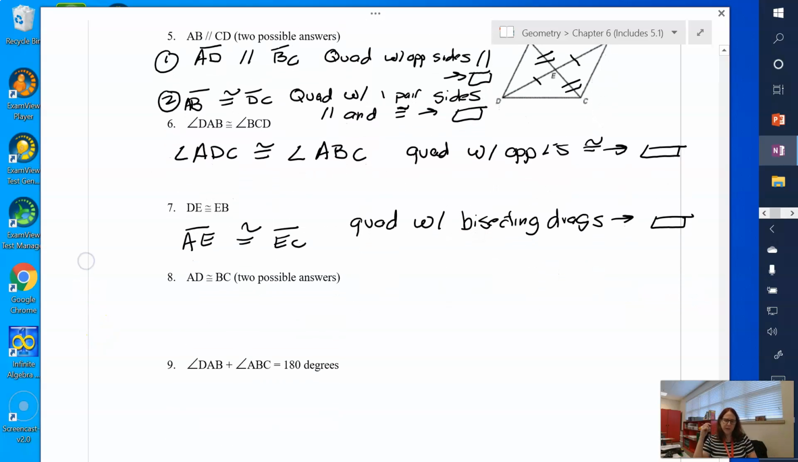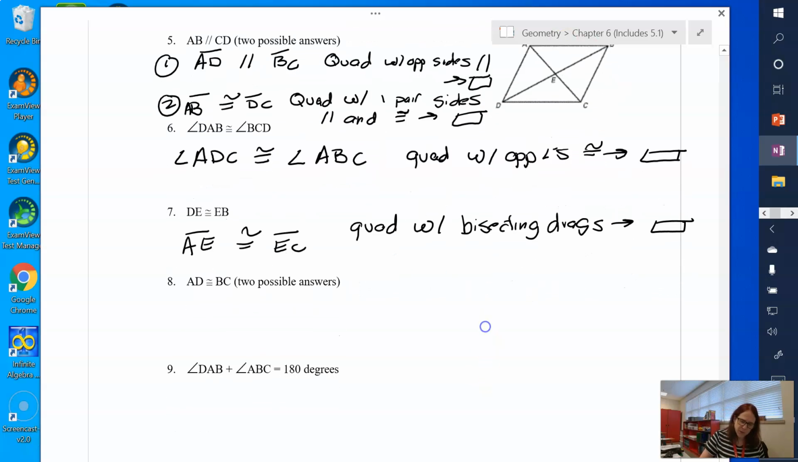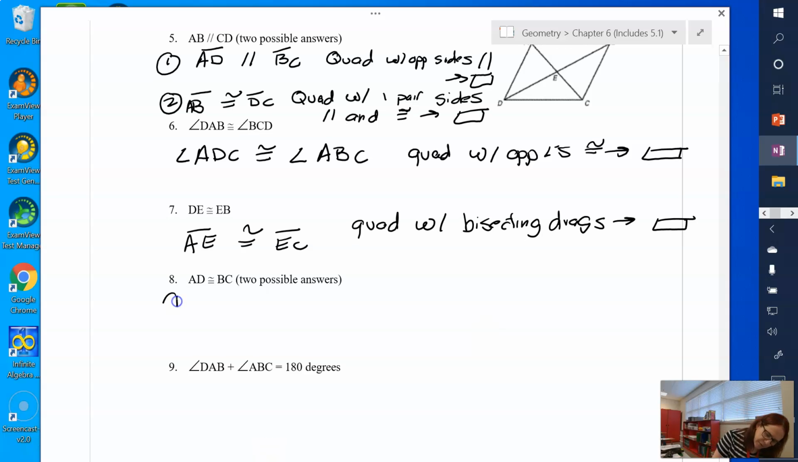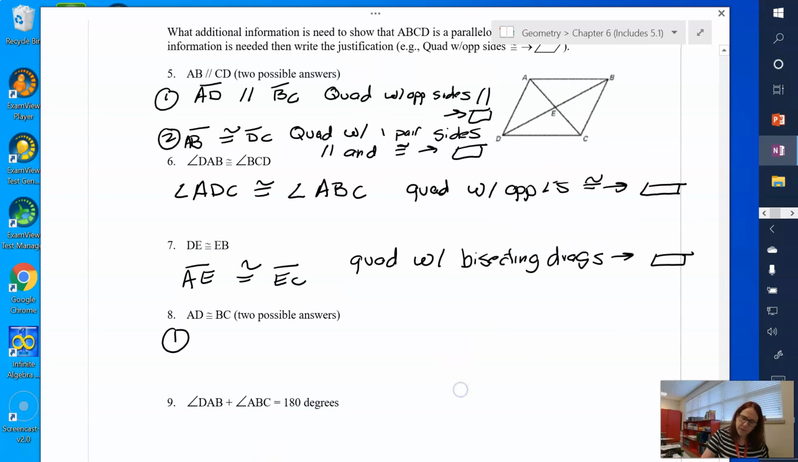All right, next one. AD is congruent to BC. We've got two possible answers for this one. First one, go ahead and mark them congruent. Well, let's just do all four sides congruent. I mean, both opposite sides congruent.